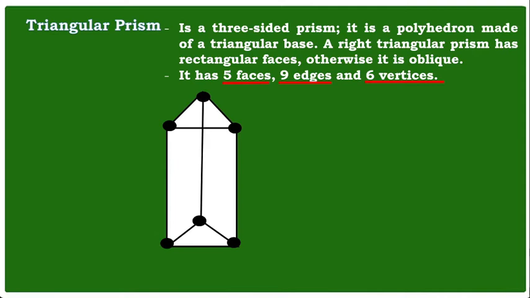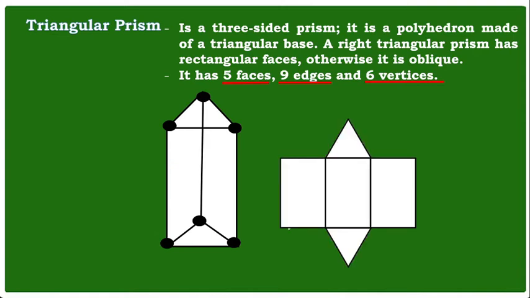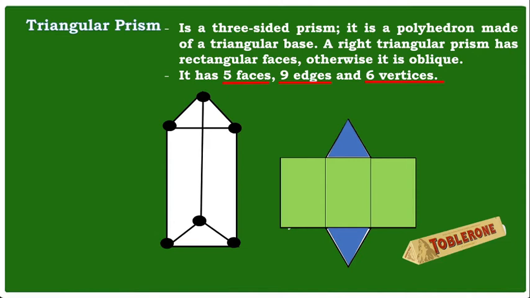Again, why is it named a triangular prism? Because it has a triangular base. This is one of the nets of a triangular prism. As you can see, there are 2 triangle shapes and 3 rectangular shapes. And those 2 triangle shapes, when folded, will become its base, the top and the bottom. A sample of this is the Toblerone box.